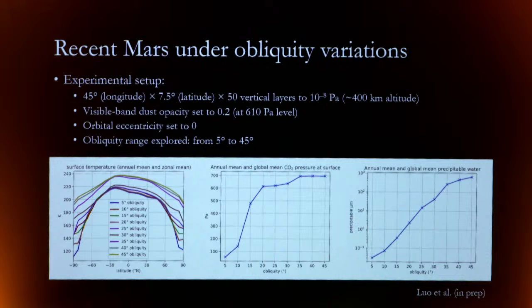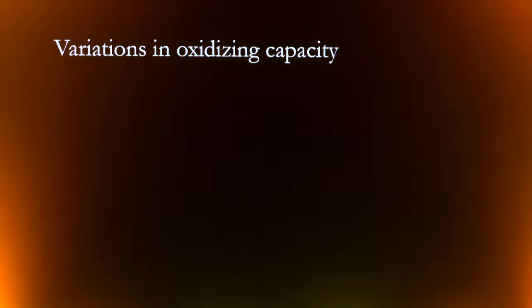For water vapor, that's the third picture. We see that the amount of water vapor in the atmosphere changes by many orders of magnitude when we change the obliquity. From present day to 5 degrees obliquity, it changes by 2 to 3 orders of magnitude. And to higher obliquity, it also changes by 1 or 2 orders of magnitude.